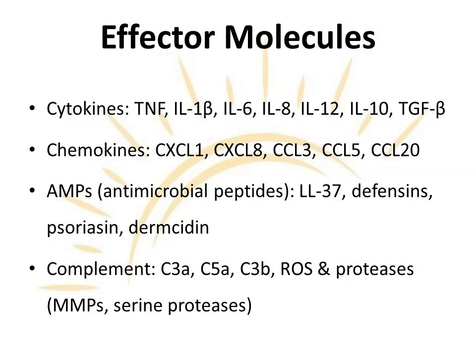IL-8, CXCL8, a strong neutrophil chemoattractant, bridges cytokine and chemokine functions. IL-12 promotes Th1 differentiation and IFN gamma production, enhancing cellular immunity. IL-10, an anti-inflammatory cytokine, limits excessive immune reactions and promotes tissue repair. TGF-beta regulates wound healing, fibrosis, and immune tolerance in the skin.